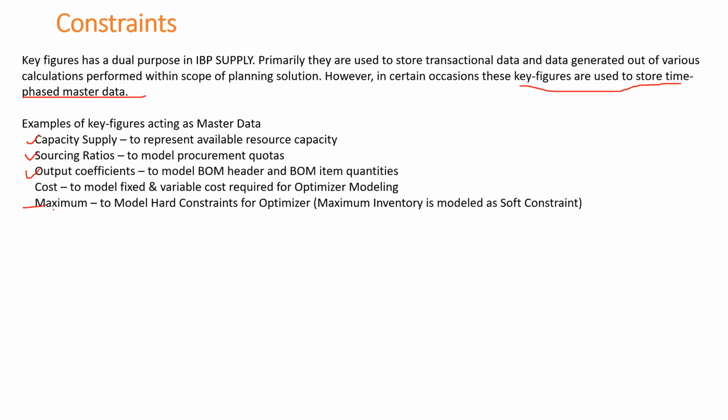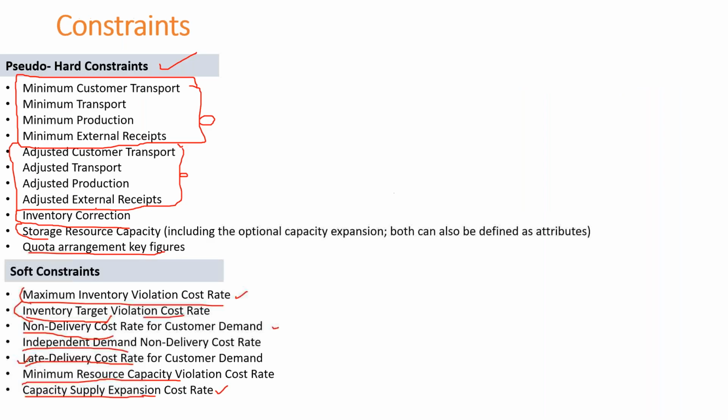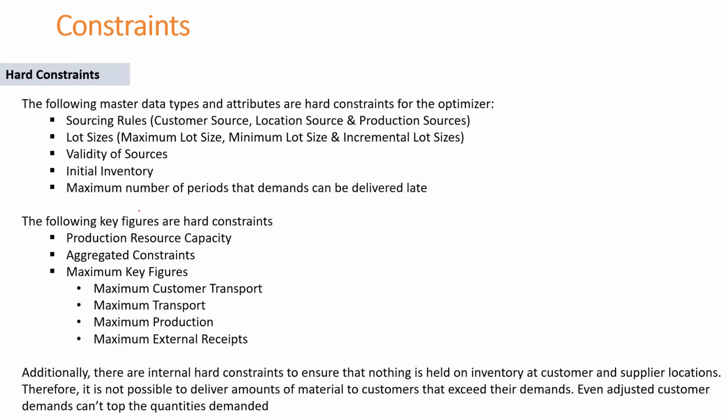We have this maximum and then the costs. We have fixed and variable costs, and then we also have maximum key figures. Maximum key figures are part of hard constraints. So if I set a maximum, then the system will not do more than that. We'll see it, guys.